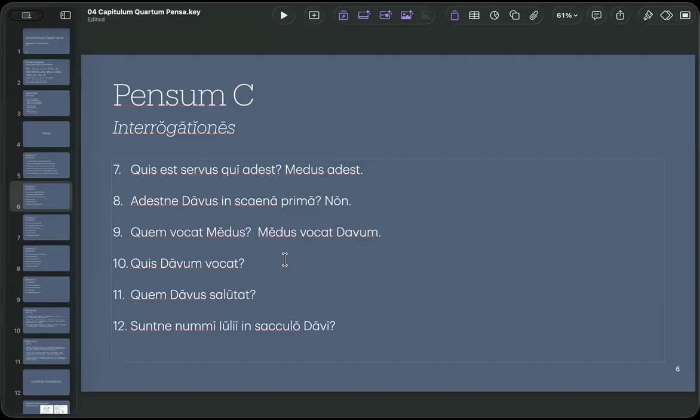Quis Davum vocat? Medus. Medus, yes. The answer to both questions is Medus. And I did that intentionally because here we have quem, who is Medus calling. And then here we have who is calling Davus. Medus is the answer, same answer in both cases. So we get to see the accusative and the nominative in both forms.